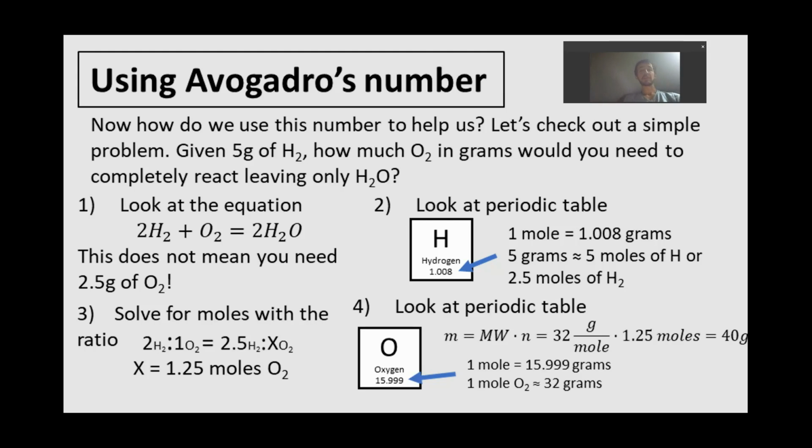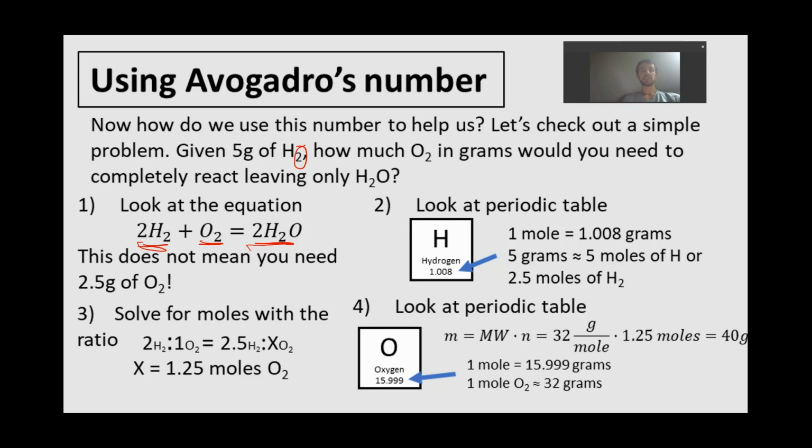So let's say that you were given 5 grams of hydrogen. Now this is molecular hydrogen, that's why it's H2. A little 2 right there is important. That says each molecule of hydrogen has 2 atoms of hydrogen. I'm asking how much molecular oxygen, that means, once again, 2 atoms of oxygen per molecule, in grams when you need to completely react, leaving only H2O. Well, first you're going to need some chemical equation, which I'll always give you. So that's 2 molecular hydrogen plus 1 oxygen is equal to 2 water molecules.